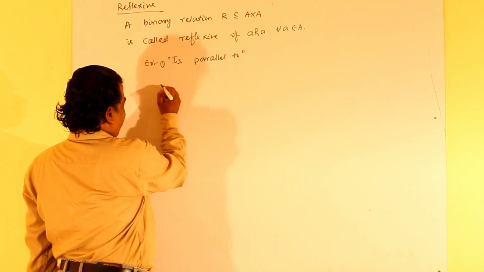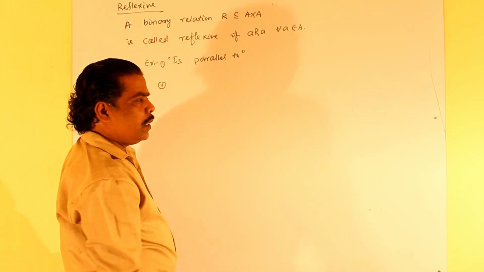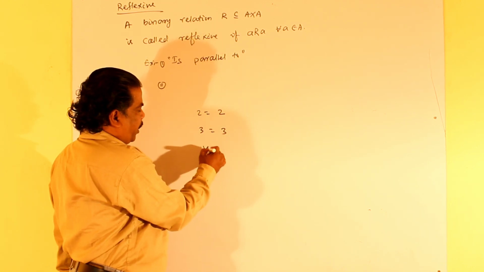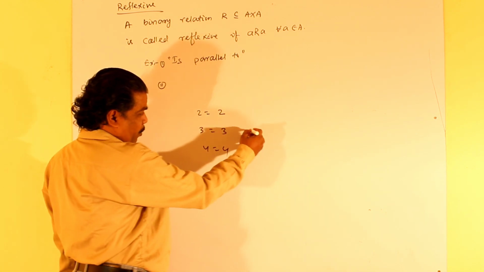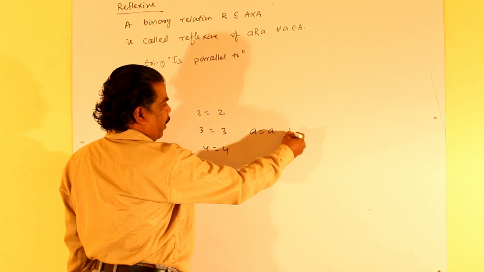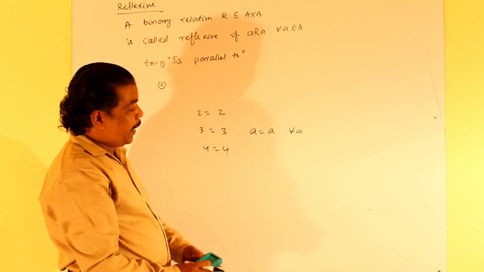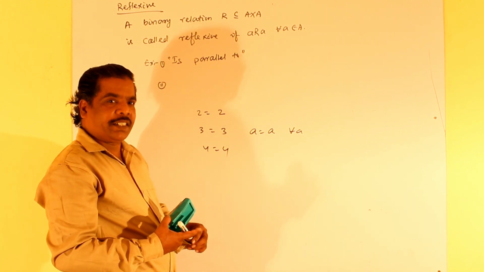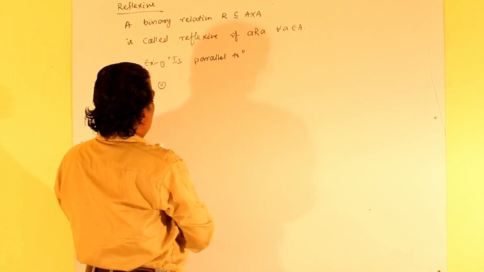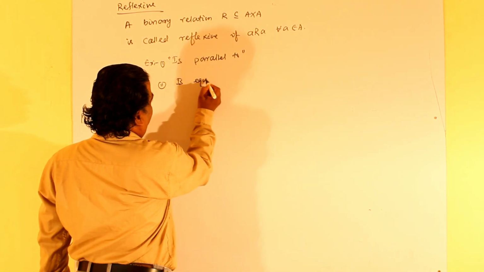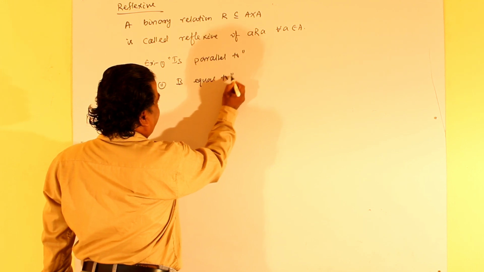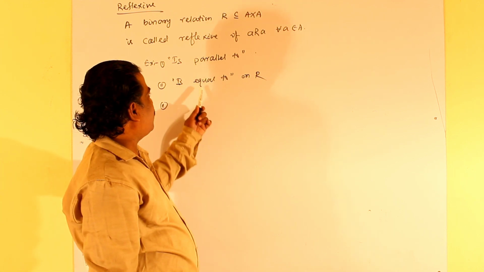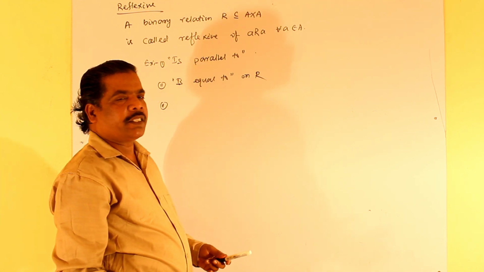Next, is equal to. Now 2 equals 2, 3 equals 3, 4 equals 4. So a equals a for all a belonging to the real numbers. You take any real number, it is equal to itself. So is equal to, on the set of real numbers R, is reflexive. The equal relation and the parallel relation are examples of reflexive relations.